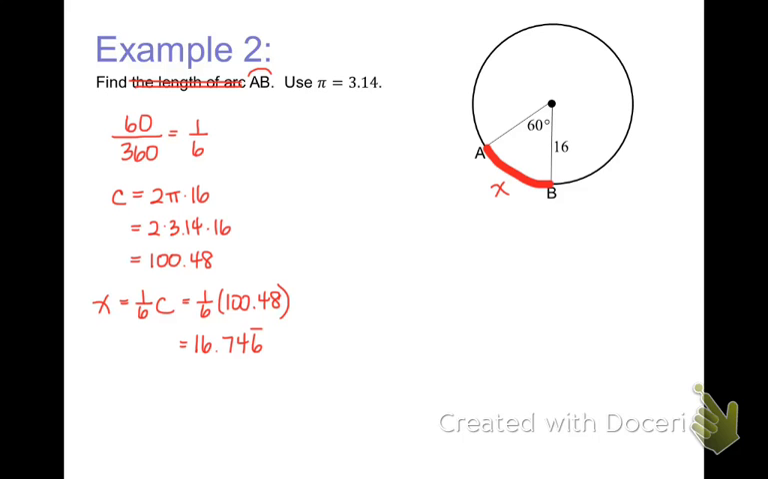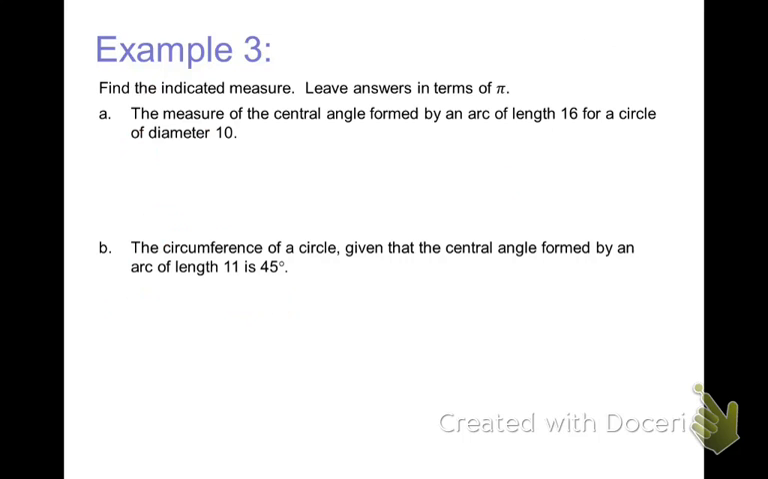All right, so let's keep on going. So we want to find the indicated measure, and how am I going to be giving my answers?